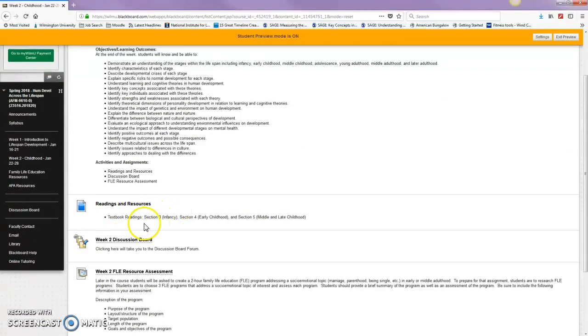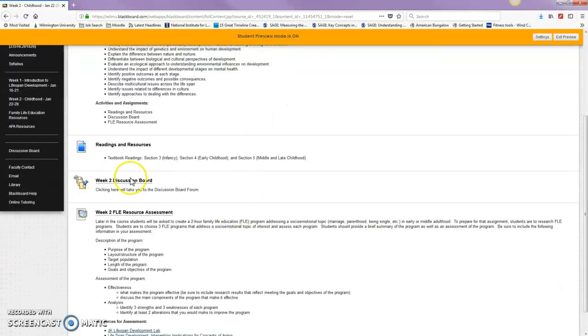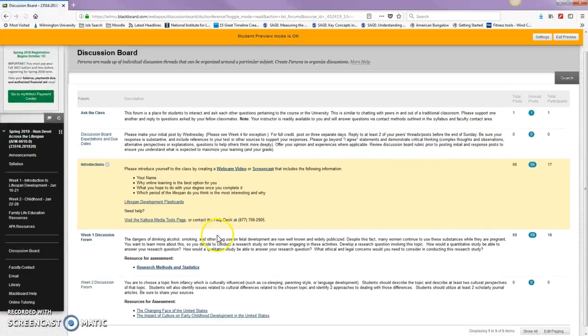So readings and resources, you'll see three sections that you'll be reading this week, and I believe that's seven chapters. So there's a lot of reading, but it's meaty reading, and so I hope that you won't just skim through it, but that you will try to soak in as much as possible. Then we'll go to our discussion board, as you can see, we have that this week.